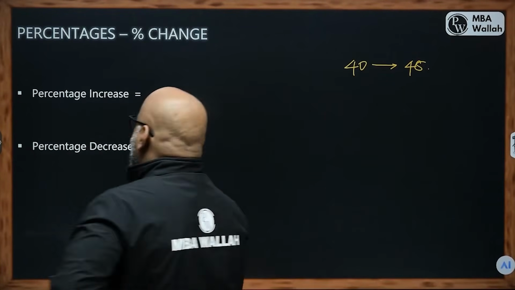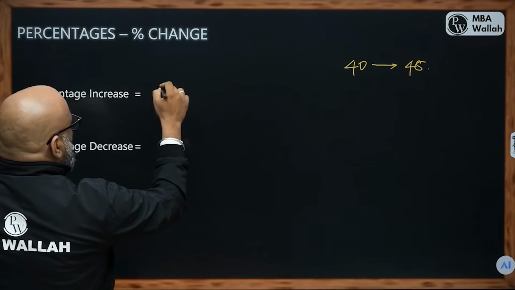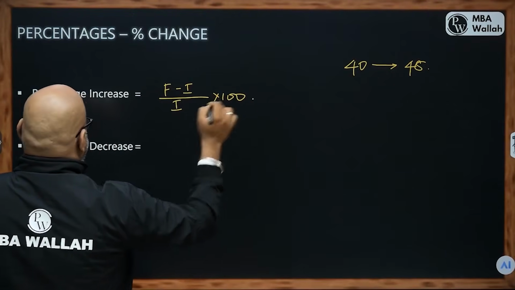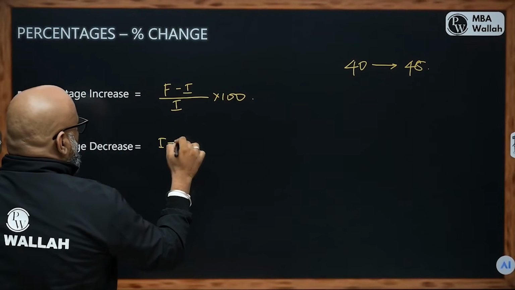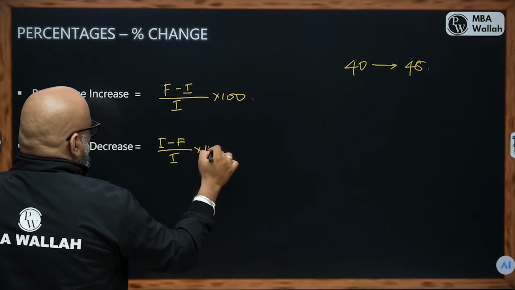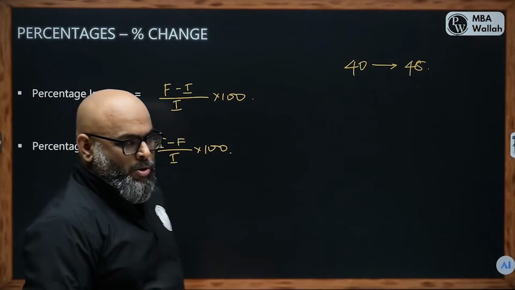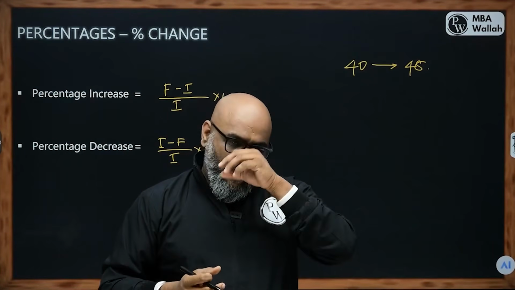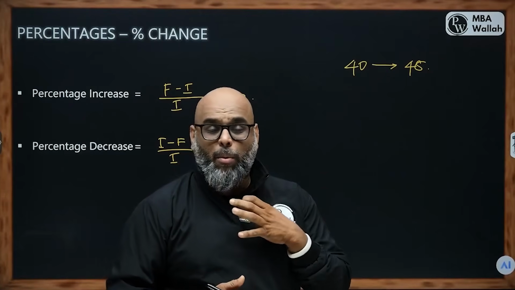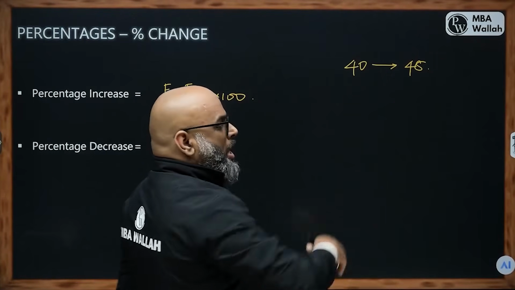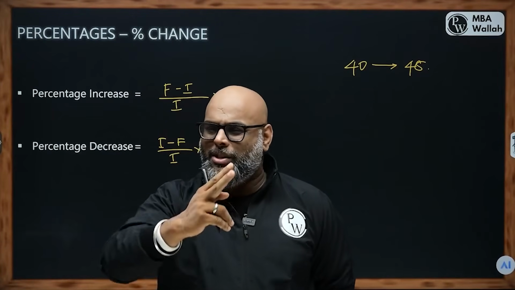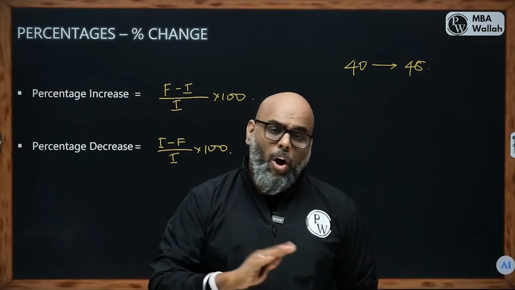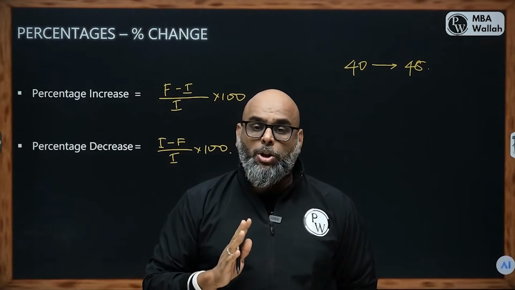The formulaic way usually says percentage increase means final minus initial, divided by initial, into 100. Percentage decrease is initial minus final, divided by initial, into 100. That's how the formulaic way goes. But I want to think about it in a slightly easier variant. Rather than using formulas, I want to look at a number and then think about it. Every time I look at a change happening from 40 to 48, ask yourself two questions: What is the change? From where is the change? Always. These are the two questions that should come to your head.